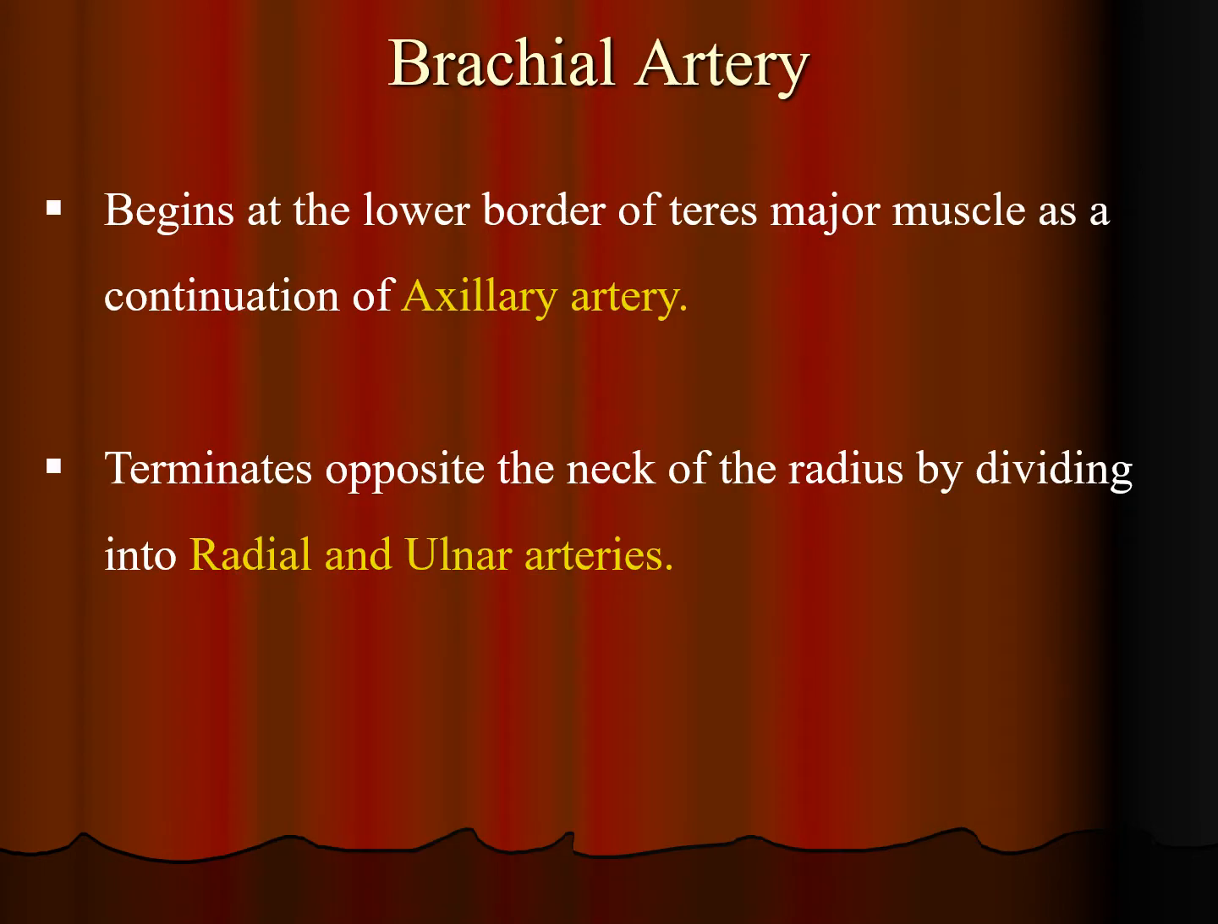The second artery of the region is the brachial artery. It begins at the lower border of teres major muscle as a continuation of axillary artery. So where axillary artery ends, brachial artery begins. And just opposite the neck of the radius, the brachial artery terminates or divides into two branches, radial artery and ulnar artery.